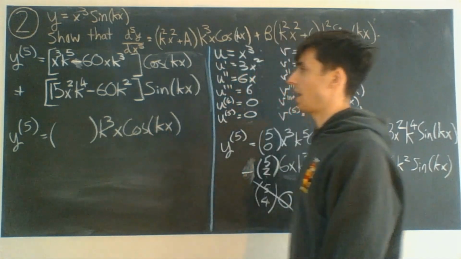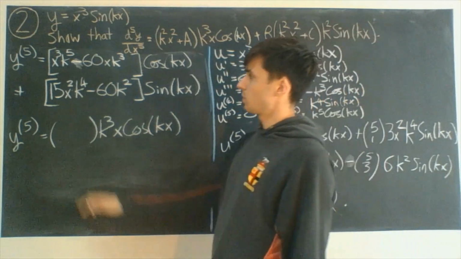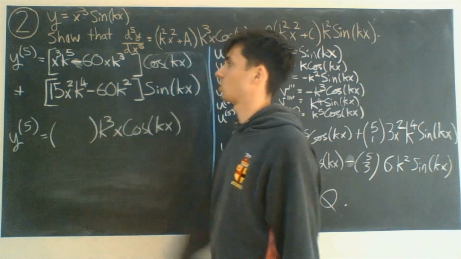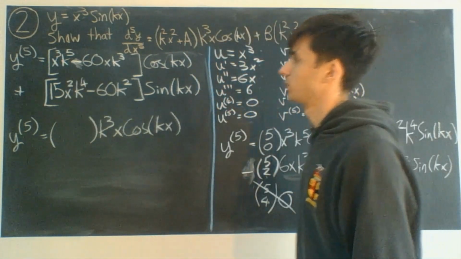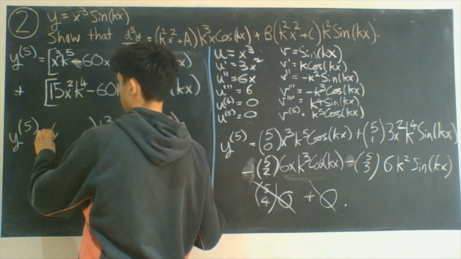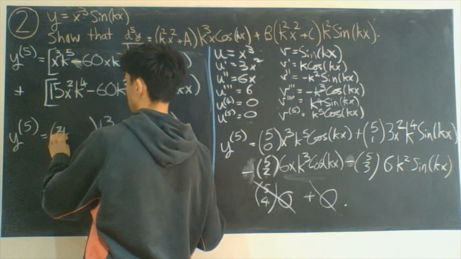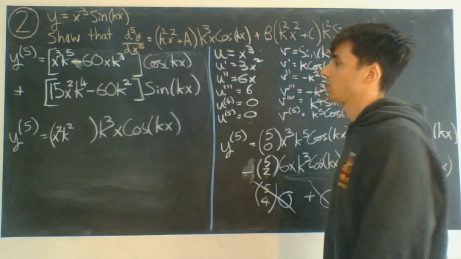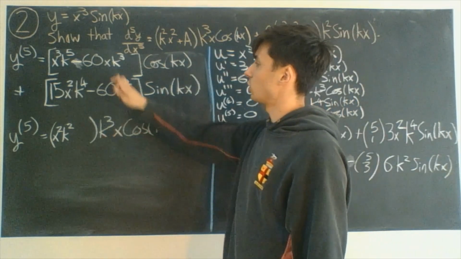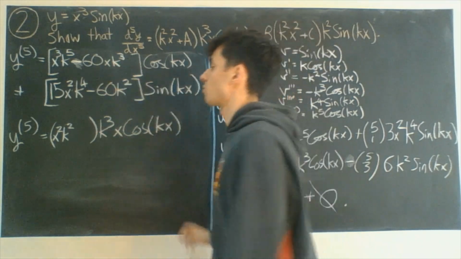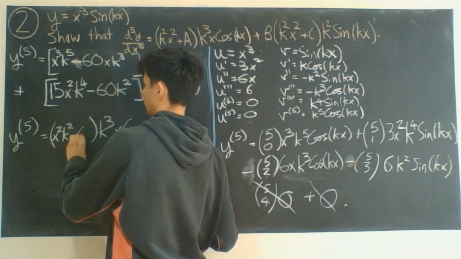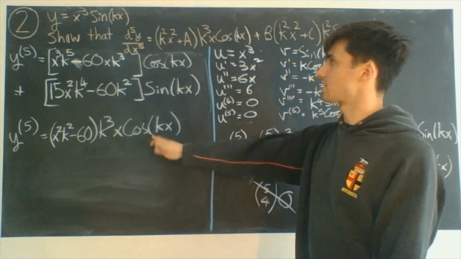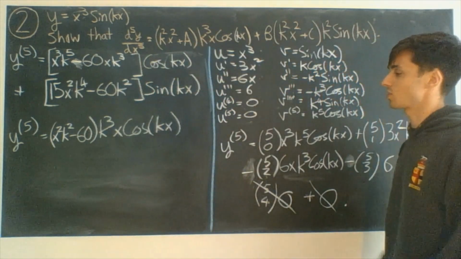Let's think about what we have left. If we take out k cubed x from this, we're left with x squared k squared. And that's good because that's what we wanted in here. But then when we take out k cubed x from this term, we're just left with minus 60. That works just fine then, doesn't it? That's our first half of our answer done.